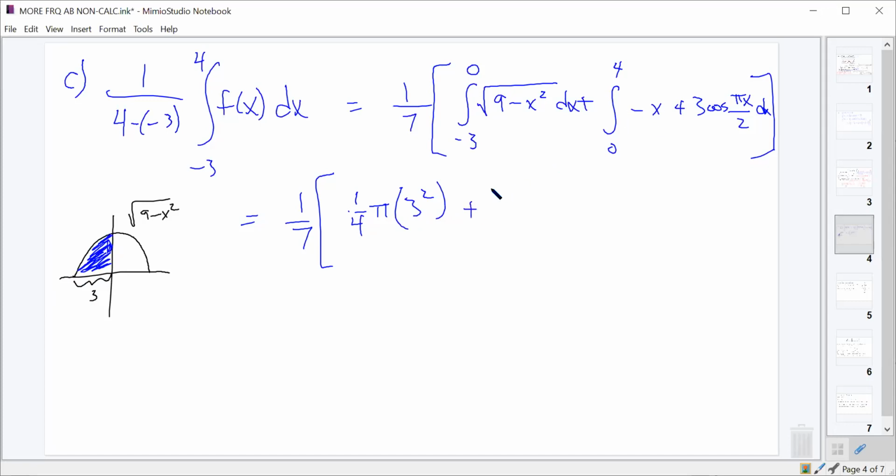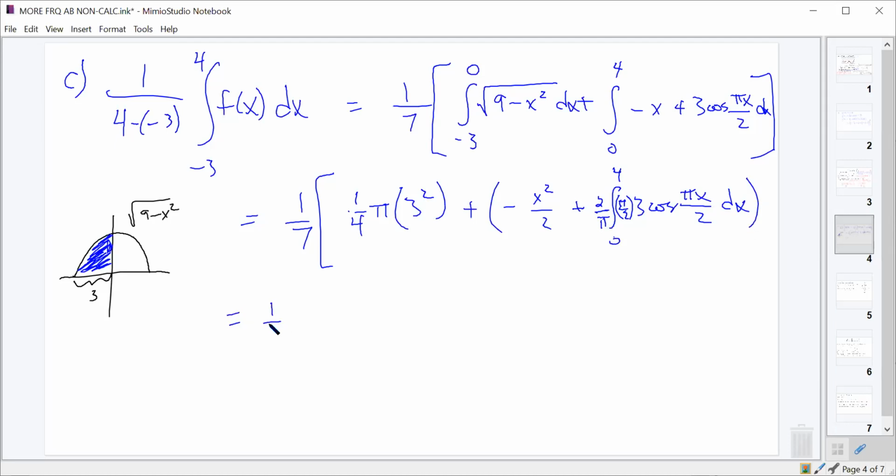So what is negative x becomes negative x squared over 2. And then to integrate 3 cosine pi x over 2, how are we going to do that? We're going to need to use a u substitution. If u is going to be pi x over 2, we'll have to put in a pi over 2 here. And then we'll have to put in a 2 over pi here. And then we can do the u substitution.